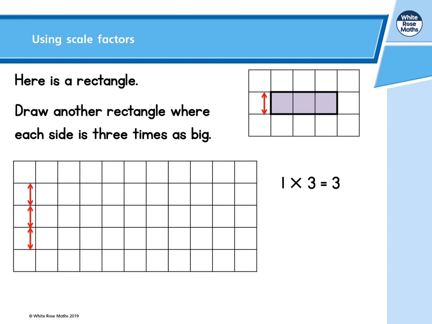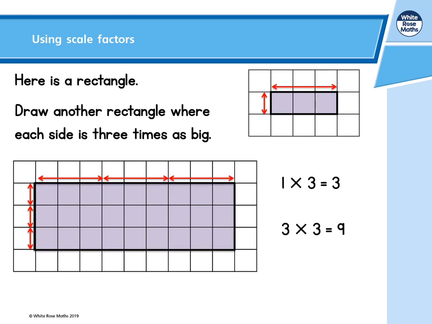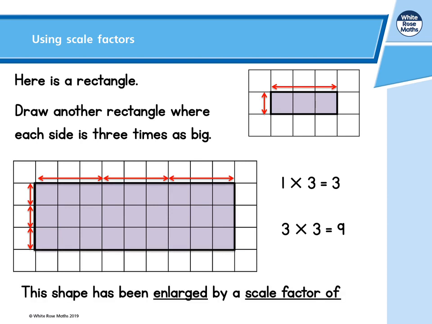long. Let's have a look now at the length of the rectangle. The current length is 3. Let's make this length 3 times the size. So 3 times 3 equals 9. And we can see the new length of the rectangle must be 9. And now we can fill out the rectangle. And we can now fill in this sentence. The shape has been enlarged by a scale factor of 3. It is 3 times the size.